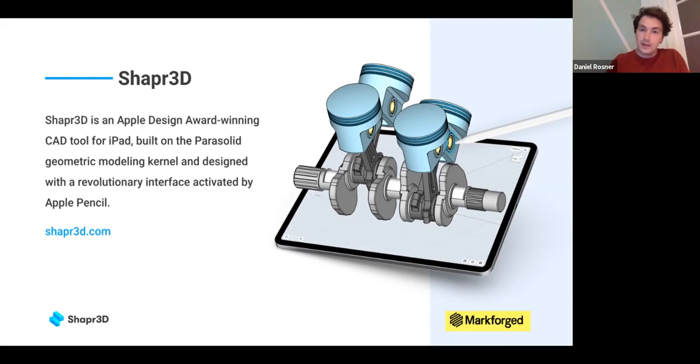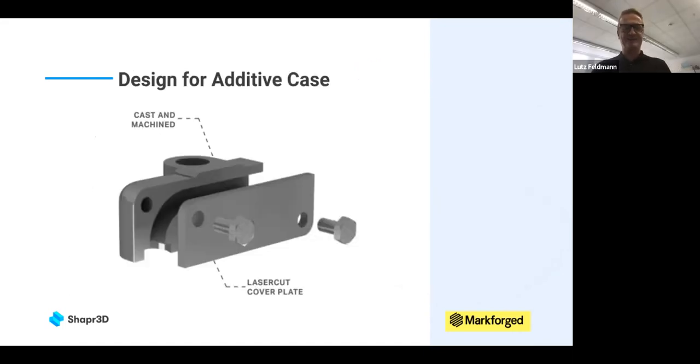Shapr is a 3D design app made specifically for the iPad and the pencil. It is based on Parasolid, the same geometric kernel that, for example, SolidWorks uses. And it is a direct modeling tool. You will see all the benefits of a direct modeling tool later on, but specifically it's very good for small part designs, which I'm also going to show later on, redesigning one of the parts that Lutz is just going to introduce now. So let's move right away into the task.